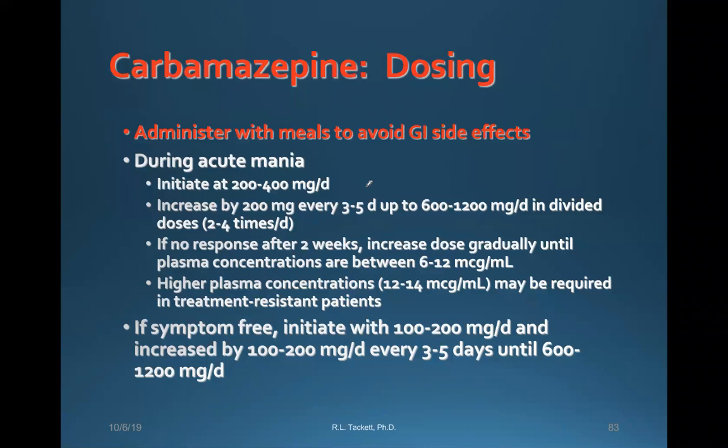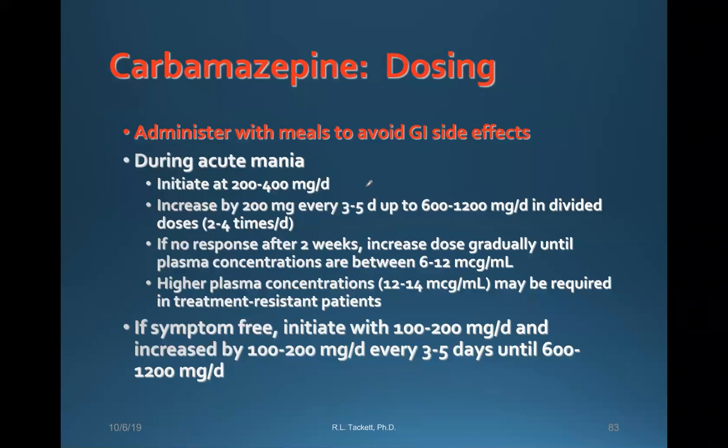If we don't see a response in about 2 weeks, we may want to measure plasma values. We want to make sure that with the doses we're giving, the individual's plasma values are somewhere between 6 to 12 micrograms per milliliter. Again, don't worry about memorizing that. Those are things you can look up.